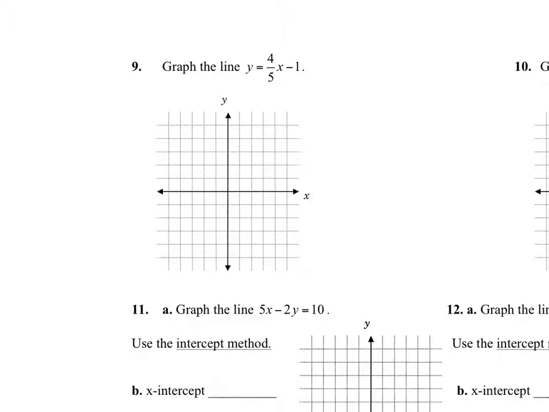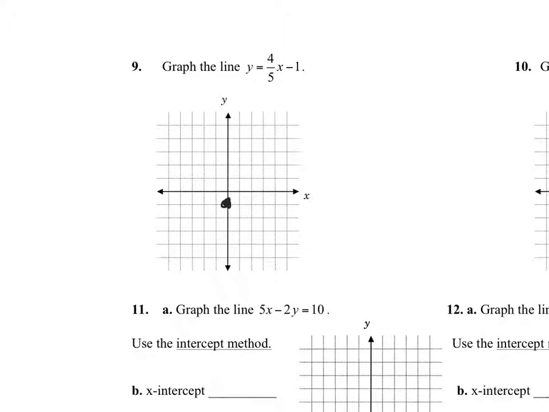So, number 9. It really depends on what form you're in. This is in slope-intercept form. So let's go ahead and first graph the intercept. And please graph it on the right axes. This is a y-intercept. Where do you think it's going to go? The y-axis. That's right. So I'm going to go to -1 on the y-axis, and there it is.